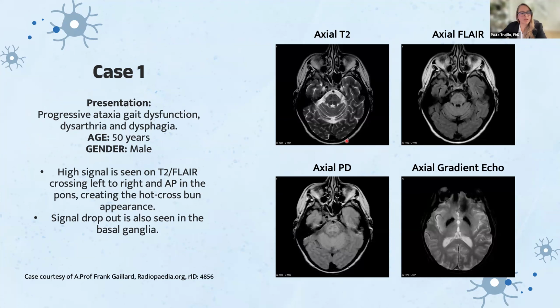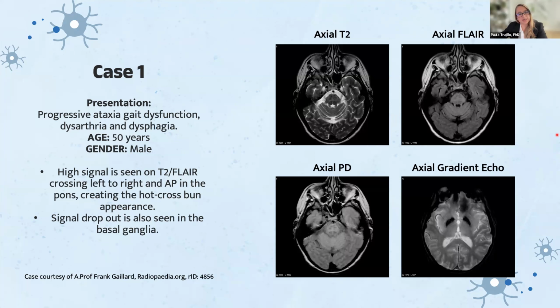So I'm gonna show you a couple of typical cases. On the first case, we have a 50-year-old male patient with progressive ataxia and gait dysfunction, which means that this person had trouble walking steady and smoothly. This patient also had dysarthria, which means that the patient was having difficulties speaking clearly. Dysphagia, which means that he had difficulties swallowing.